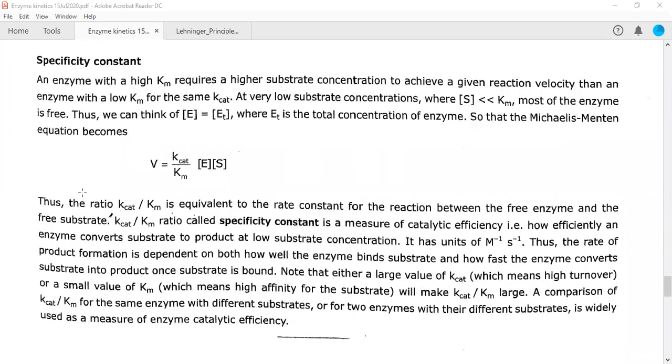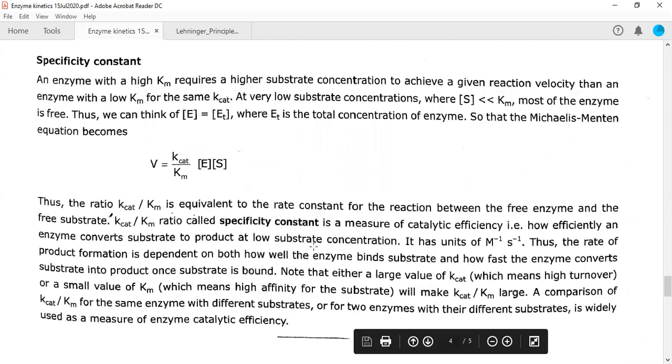Okay. So thus this ratio, kcat upon Km, is actually equivalent to the rate constant for a reaction between the free enzyme and the free substrate. Therefore, this is called the specificity constant. And actually this is called the catalytic efficiency. It is a measure of how efficiently an enzyme is able to convert the substrate into the product at a low substrate concentration. So this is called the catalytic efficiency or the specificity constant.